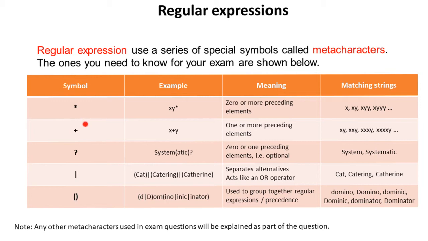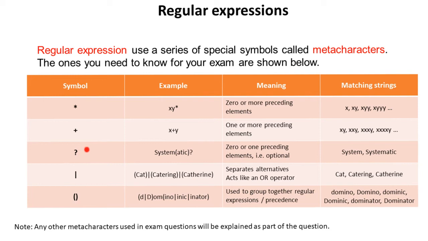The plus meta-character means 1 or more preceding elements. So it's very similar to this one, apart from this is 0 or more. This requires at least 1. So in this regular expression, that means we have to have at least one x, but we could have as many as we like, and there must be a y on the end. So this would match xy, xxy, and so on and so forth.